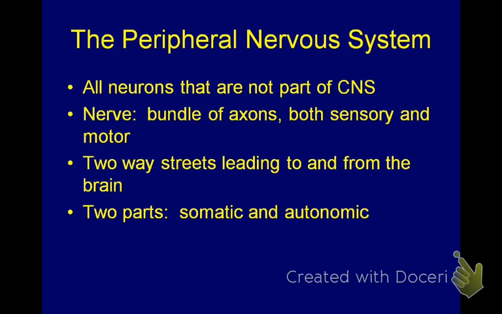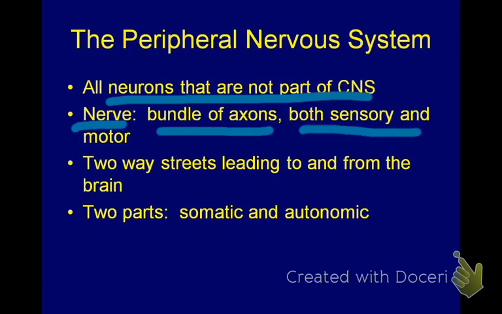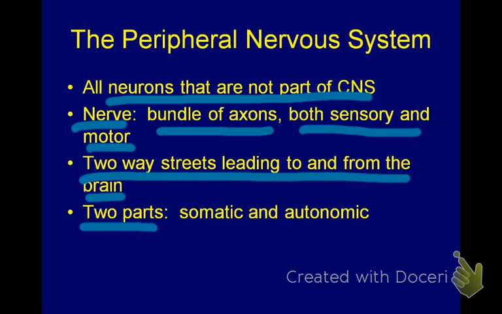The peripheral nervous system is all the neurons that are not part of the brain and spinal cord. Again, a nerve is a bundle of axons, both sensory and motor, so you have information going in both directions. These are two-way streets leading to and from the brain. There are 2 parts of the peripheral nervous system, the somatic and the autonomic nervous systems.